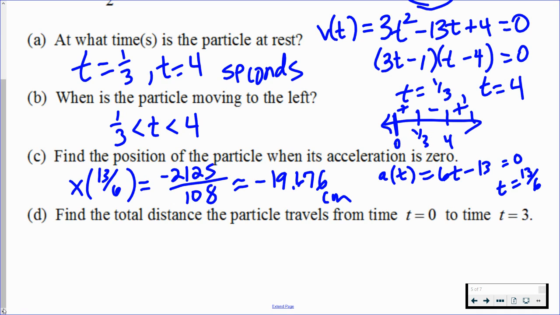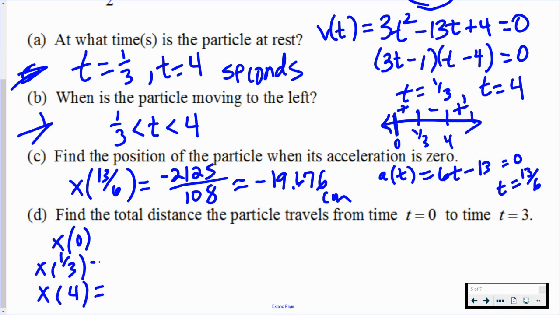Okay, so next, we want to find total distance from 0 to 3. So here's what we need to know. Between 0 and 3, we've already said up here, whoops, not here, not in A, in part B, that we know we're moving from the left between 1/3 and 4. That means we're changing direction at 1/3, right? Which is in between 0 and 1. So we need to find x of 0, x of 1/3, and x of 4. Position at all 3 of these places so that we can find the total distance.